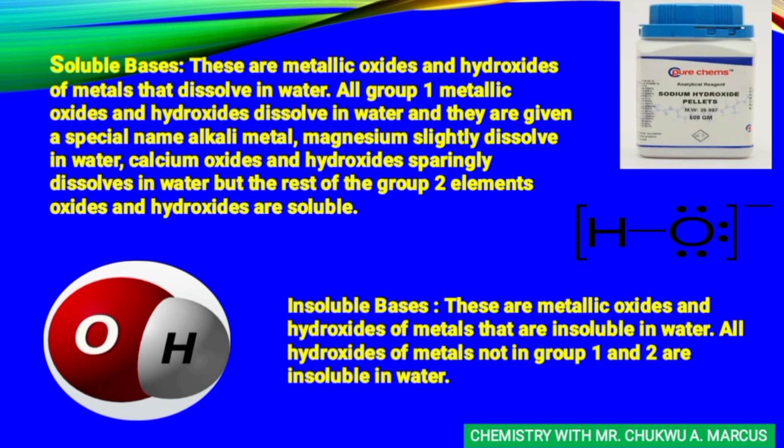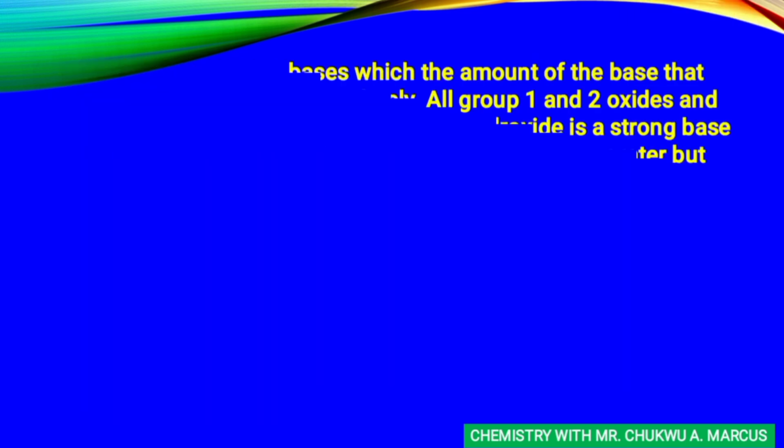And that is actually one of the reasons why we do not define a base perfectly like Arrhenius. Arrhenius would have defined a base as something that produces hydroxide ion or something that increases hydroxide ion in water. But that is only for soluble bases. Because not all bases dissolve in water, we couldn't define a base using the hydroxide ion. I hope you get me on that.